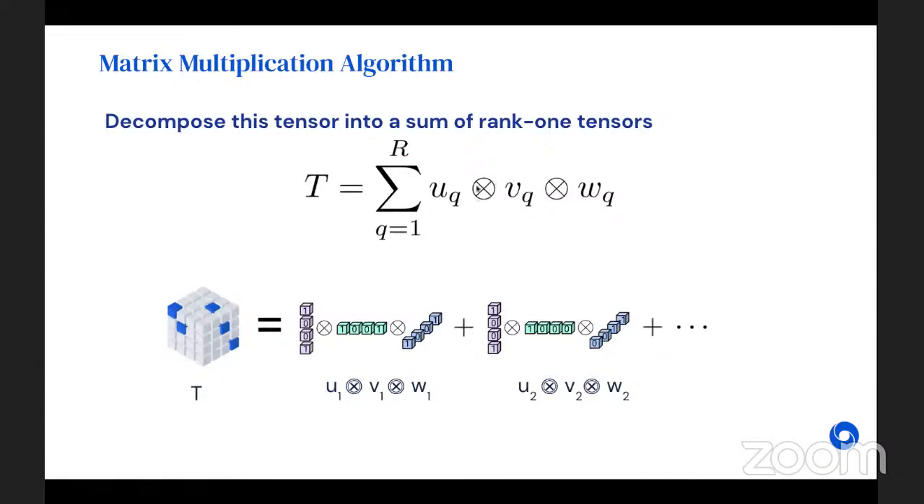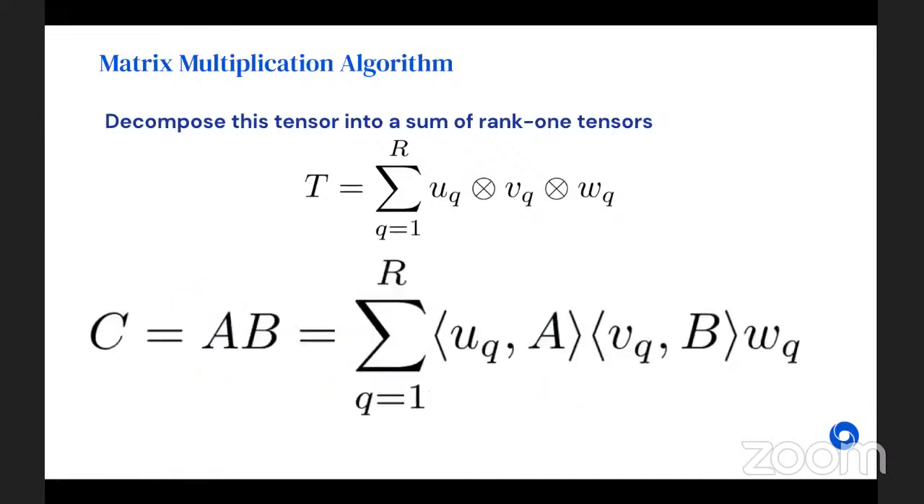And so we have the tensor product between u_q, v_q, and w_q. This tensor product is just the generalization of the outer product. And u_q is a vector of dimension n squared, because the tensor is of dimension n squared by n squared by n squared. So you're summing rank one tensors, and the idea is to get this matrix multiplication tensor. This is just a pictorial representation of this decomposition.